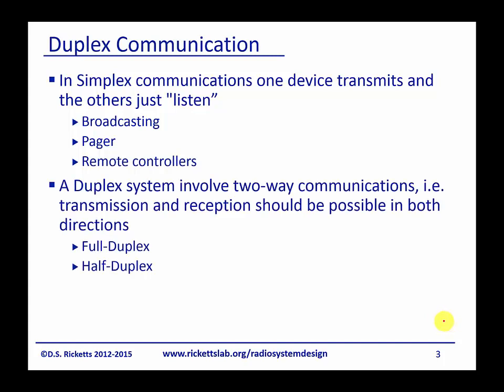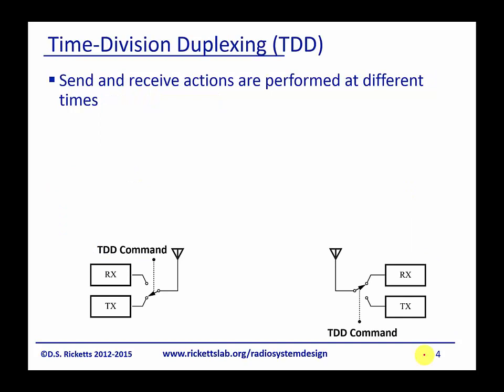A duplex system, as the name would imply, involves two-way communication between two devices, so both transmission and reception. You can have full duplex, where both talk back and forth, and half duplex, where one can only partially do communication. So in time division duplexing, we send and receive at different times.